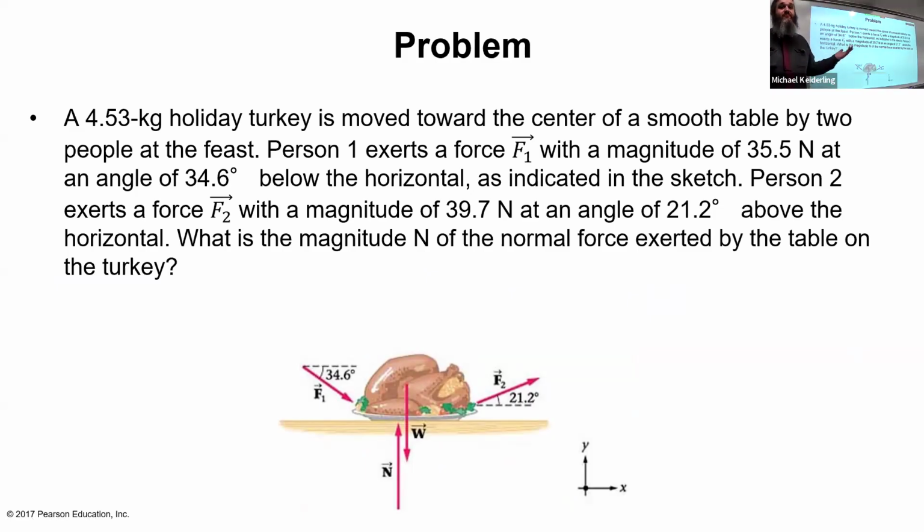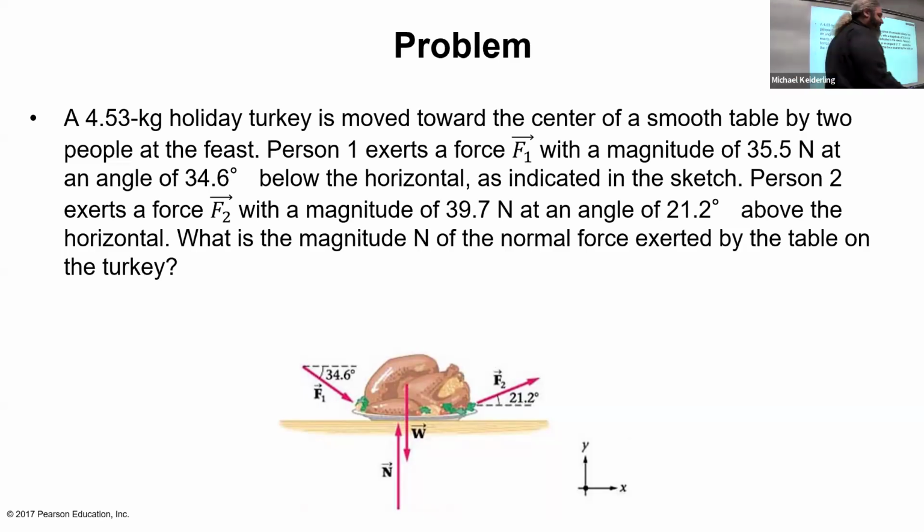So here we have a 4.53 kilogram holiday turkey. It's moved towards the center of a smooth table by 2 people at a feast. Person 1 is exerting a force with a magnitude of 35.5 newtons downwards at an angle of 34.6 degrees below the horizontal, as shown in the sketch. Person 2 is exerting a force with a magnitude of 39.7 newtons at an angle of 21.2 degrees above the horizontal. So what is the magnitude of the normal force exerted by the table on the turkey?